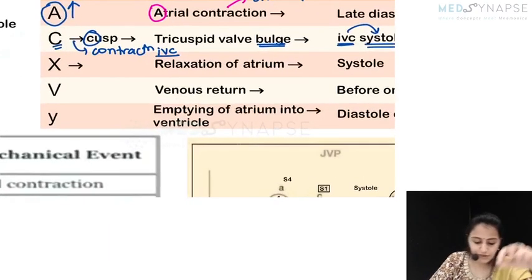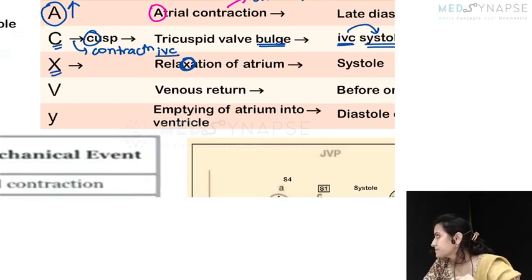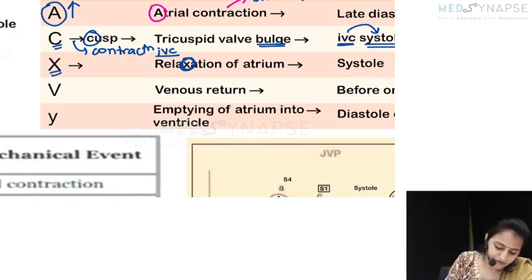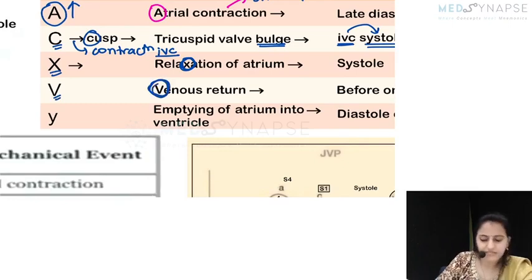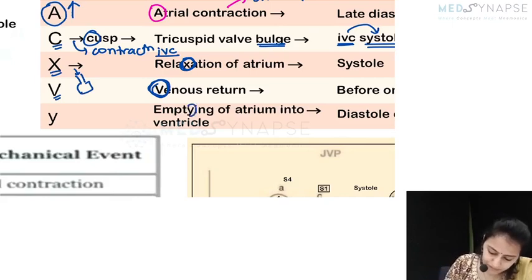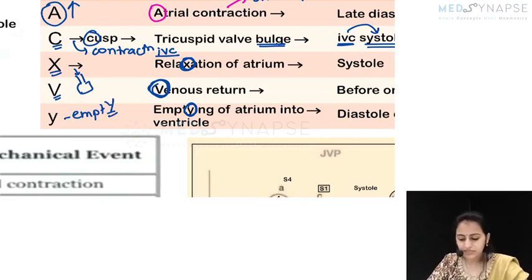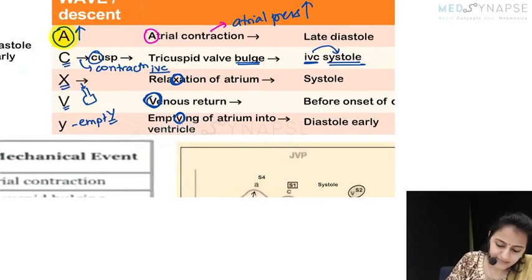What is the X descent due to? X is relaxation. It is the atrium relaxing. V is due to venous return. The venous return coming into the atrium. And what is Y due to? Emptying. Y is the emptying. Emptying the atrium into the ventricle. So the letters themselves help you to remember. A is atrial contraction. C is cusp or contraction of ventricle. X is relaxation. V is venous return. Y is empty.